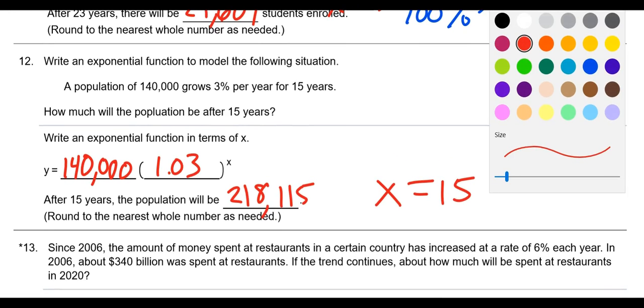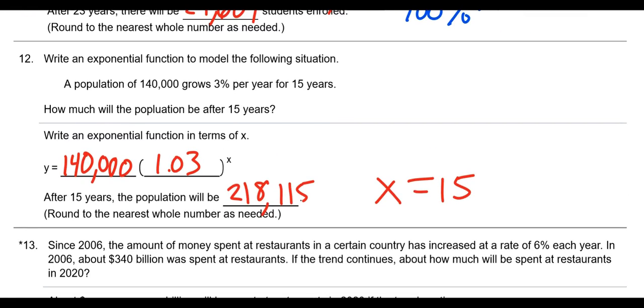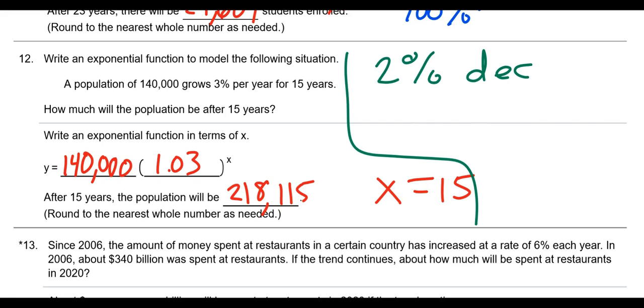Suppose we change question 12. Suppose we change it to a 2% decrease. You're still starting with 140,000, but we are going to decrease by 2% for 15 years. I want you to find a new equation and a new value for the 15 years. So we need to do this with a 2% loss, 2% decrease.